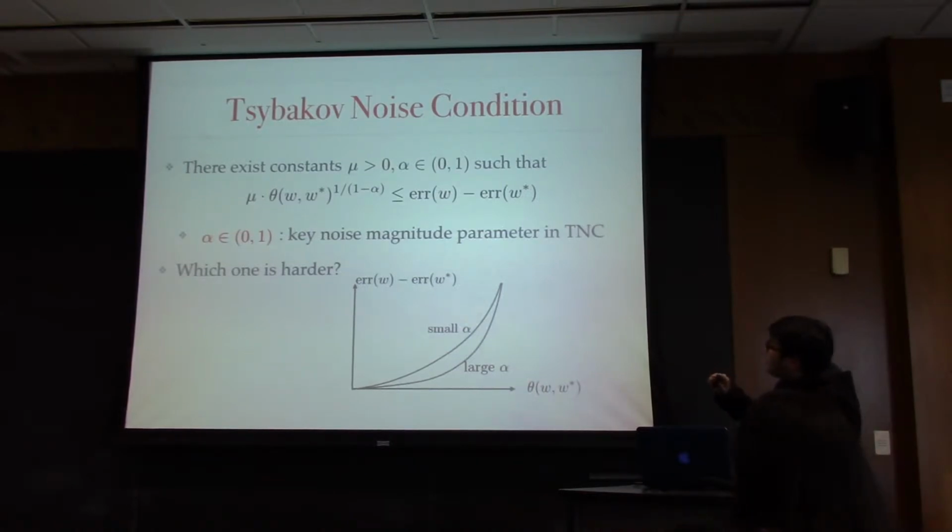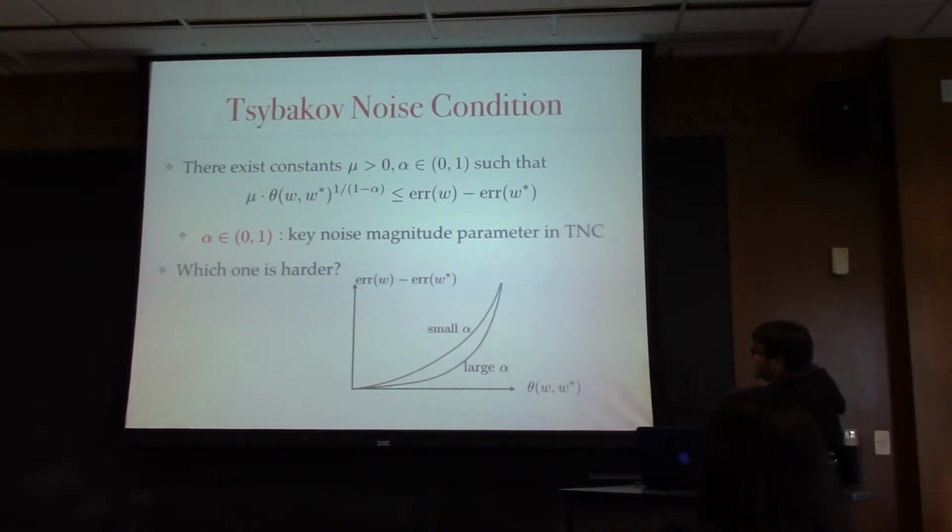The Tsybakov noise condition basically says that the excess error, which is the error of any classifier w minus the error of the optimal Bayes classifier w star, is lower bounded by a polynomial of the angle between w and w star. Intuitively, when w is very close to w star, my excess error should be very small. But the TNC condition asserts that the error cannot be smaller than a certain function of the angle between these two classifiers. Here, the alpha on the exponent of the angle is a key noise magnitude parameter in this TNC condition.